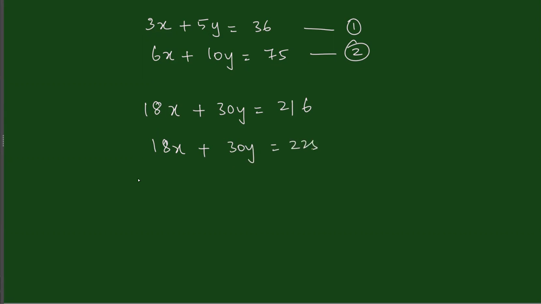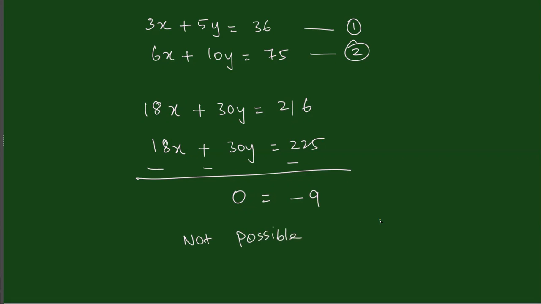So now you subtract. It's still not possible, because 30y minus 30y is 0. So this is 0, and you are getting 0 is equal to minus what? Minus 9. Sorry, sir, I made a mistake. Again, not possible. You understand? Yes, sir. Instead of 0, I wrote y, sir. So now what are we learning here?